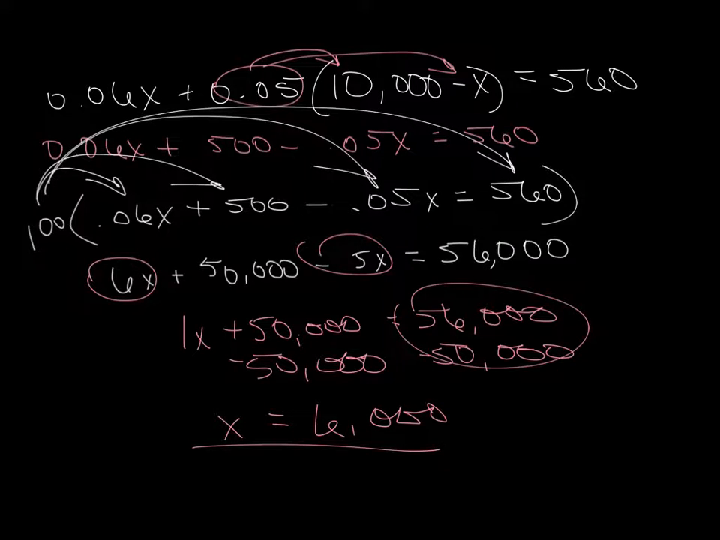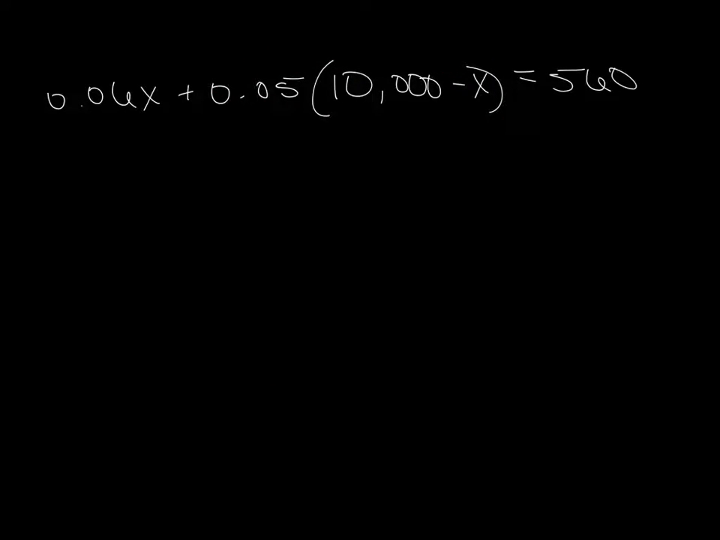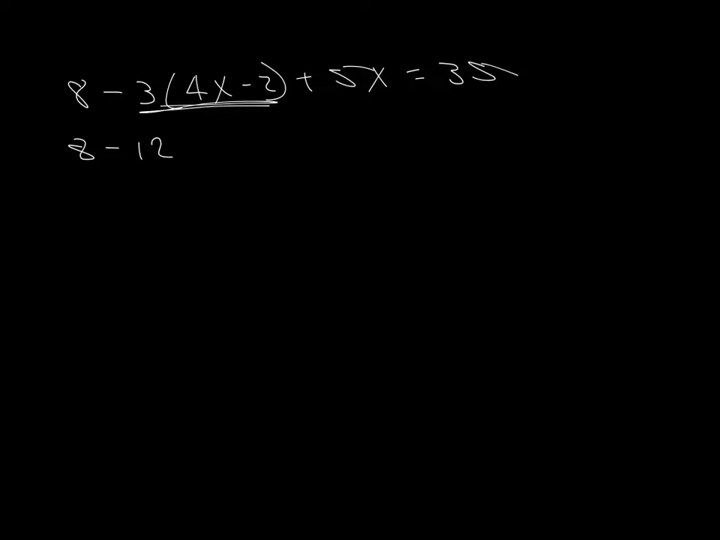Alright, let's move on to example number 6. Solve the equation 8 minus 3 times 4x minus 2 plus 5x equals 35. Again, like I said, first thing you want to do is distribute it. Okay, so we just distributed.